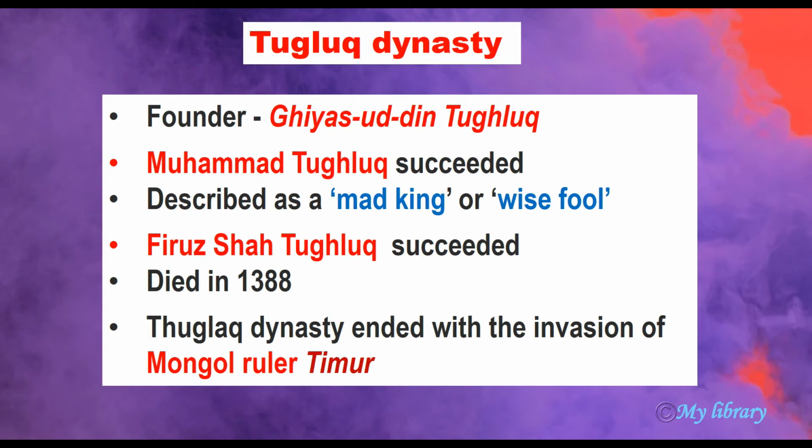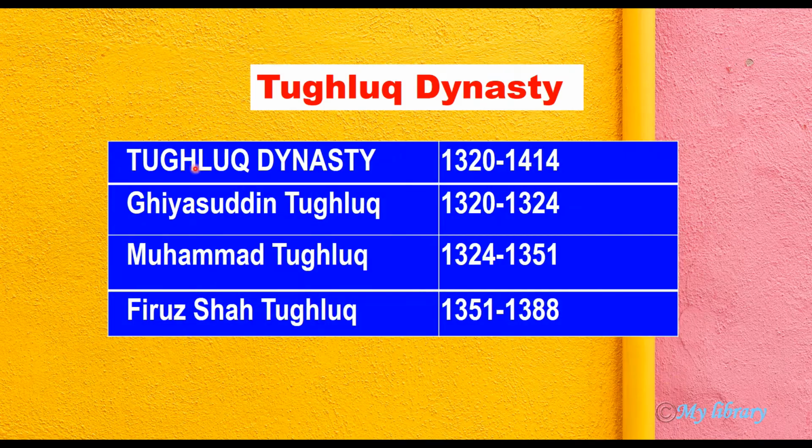Firoz Shah Tughluq succeeded him. He was a just and generous ruler. He died in 1388 and the Tughluq dynasty could not continue much after his death. The Tughluq dynasty ended with the invasion of the Mongol ruler Timur. Important Tughluq dynasty rulers: Ghiyasuddin Tughluq, Muhammad Tughluq, Firoz Shah Tughluq.